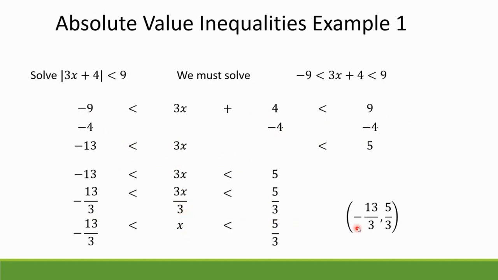We have our interval. Notice it's a strict inequality. So for the interval, we're going to have parentheses, as you can see. We have negative 13 over 3 to 5 over 3. That's what we have. We have parentheses because we have strict inequality. We're not including the endpoints. We're not graphing the solution set either. That is, we're not graphing the interval.